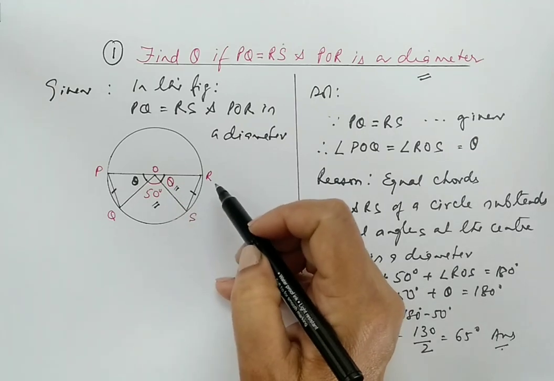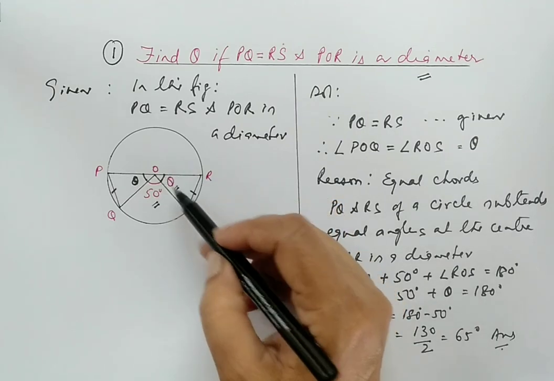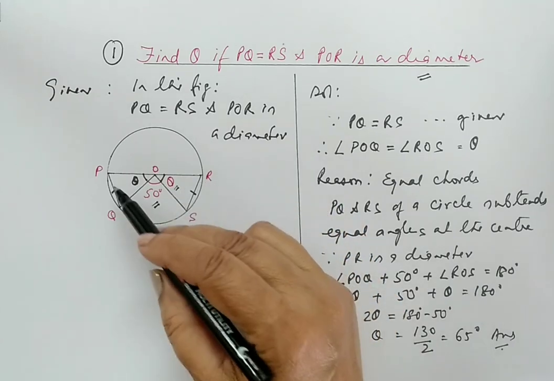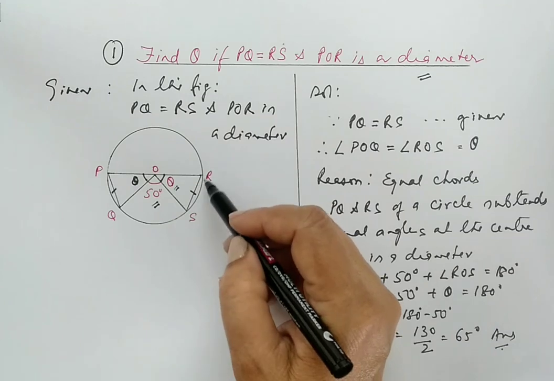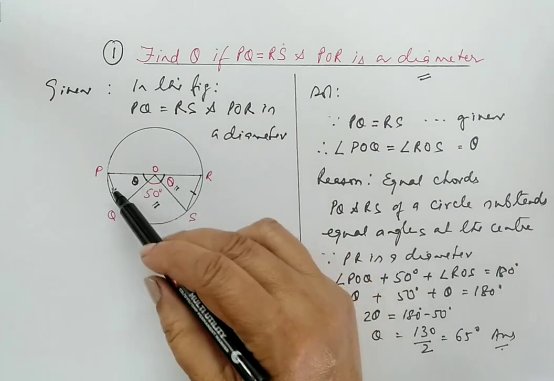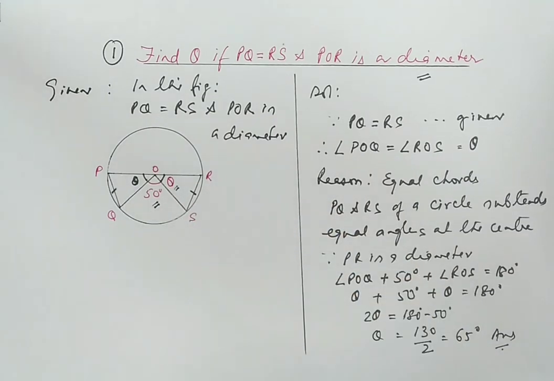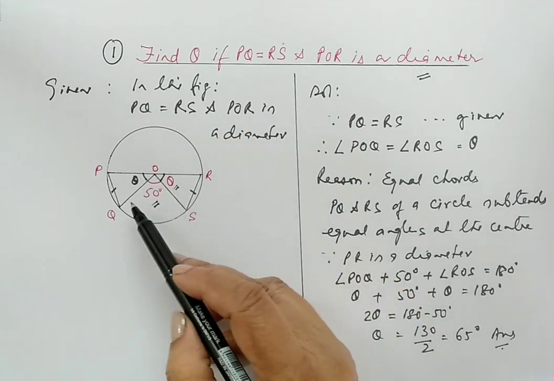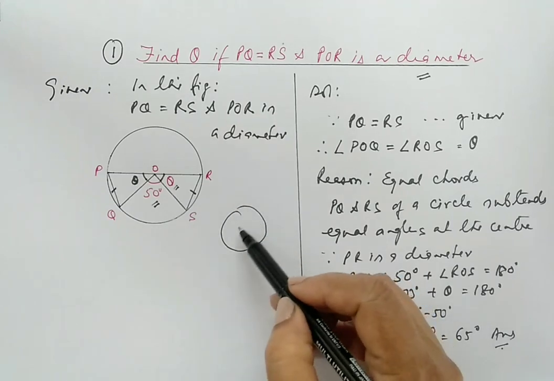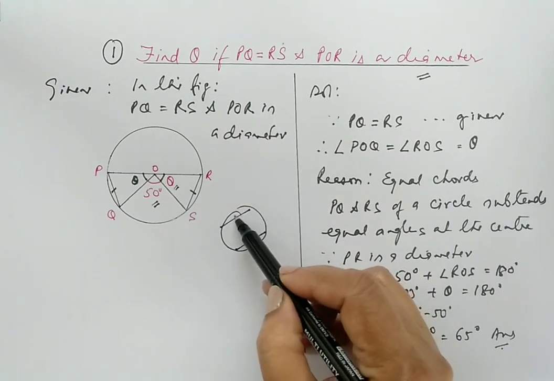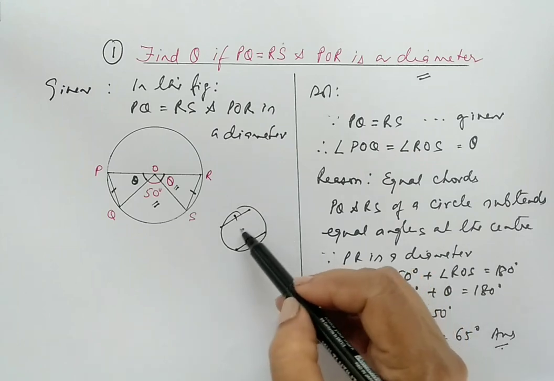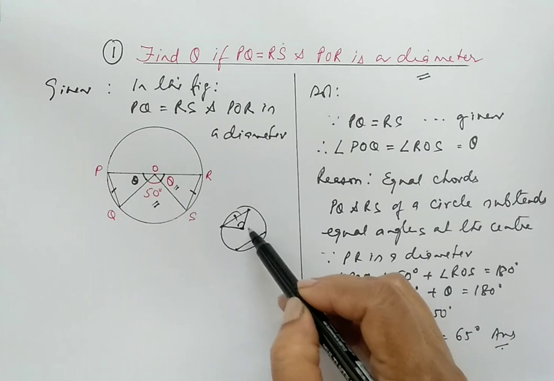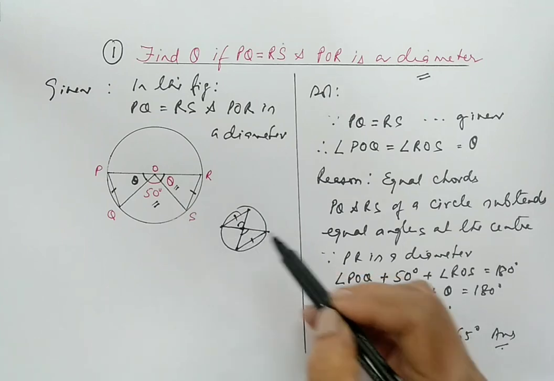This is theta, which they have said that angle ROS is equal to theta, and they have given that line PQ is equal to line RS. In this case, they both are chords. Now, you know very well that, say in this circle, if there are chords, this is equal to this and this is a center. So if these two are equal, they will subtend equal angle at the center.